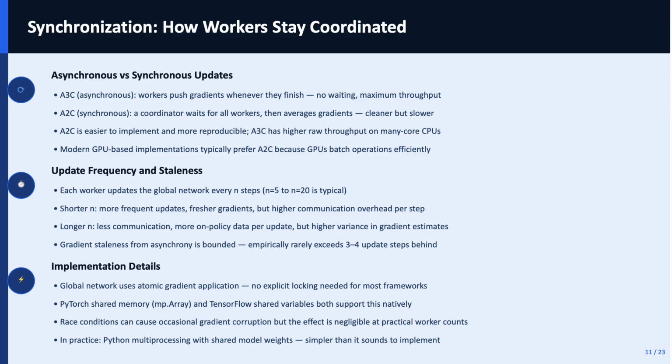The word asynchronous in A3C is precise: workers never wait for each other. When worker 1 finishes its rollout and pushes a gradient, it does not check whether workers 2 and 3 have also finished. It simply applies the gradient to the global network and moves on. Worker 1 immediately pulls the updated parameters and begins its next rollout.